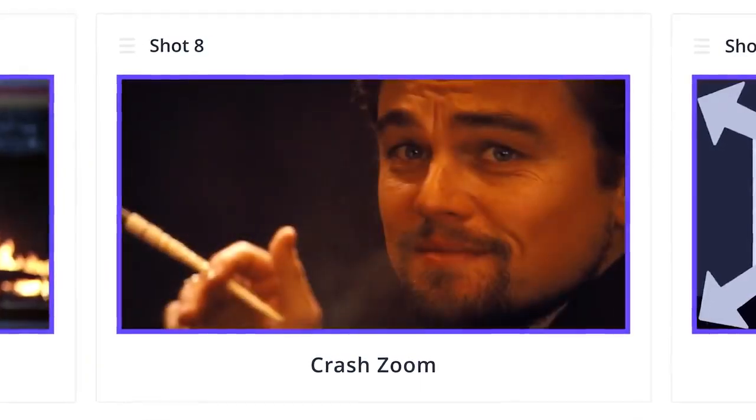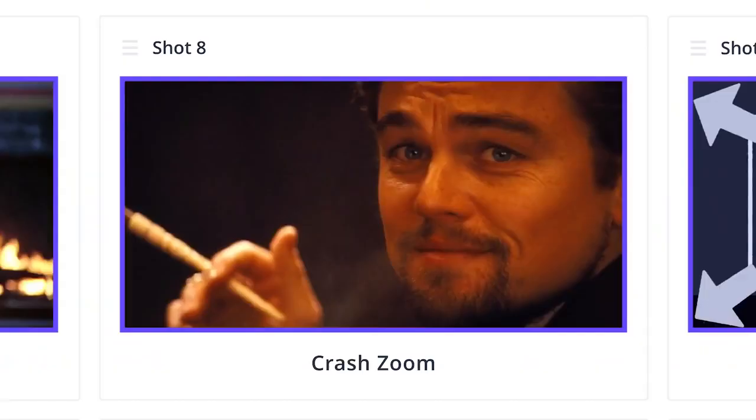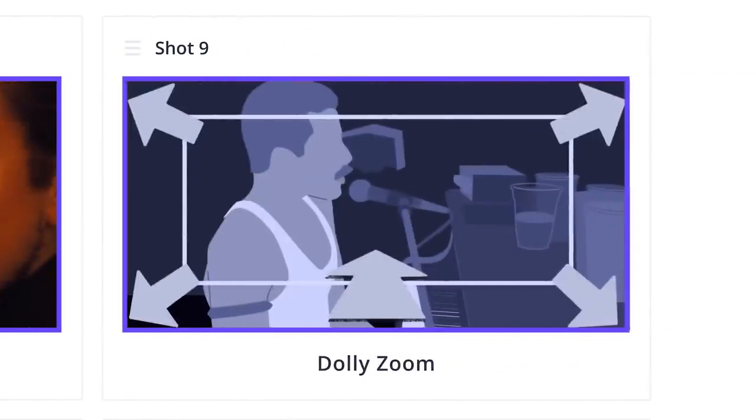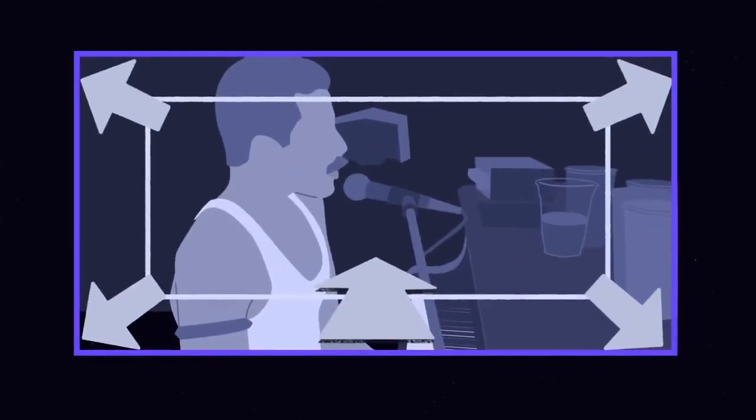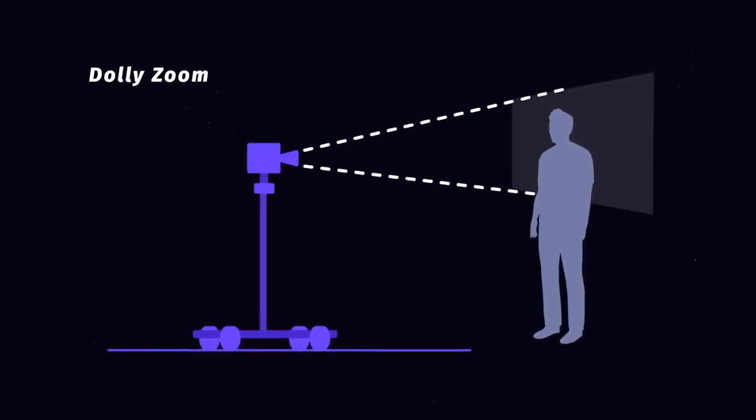Now, what happens when you pair the in-camera movement of a zoom with physical movements of a camera? It's none other than the dolly zoom. A dolly zoom utilizes both a dolly movement and lens zoom to create something called the vertigo effect. Named after its dramatic use in Hitchcock's Vertigo.